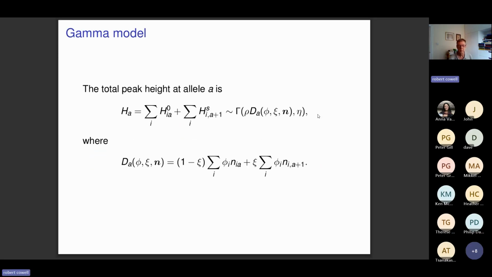So to get the total peak height, we add these for each allele over all of the individuals. So we take the sum of the peak heights on allele A from all the individuals, the main peaks, and then we get a contribution to the peak at A from stutters arising from alleles at A plus 1. So we have this secondary term. And because everything is independent and has the same scale parameter, the result is something which has a gamma distribution of this nice simple form. So that is our model for incorporating stutters.